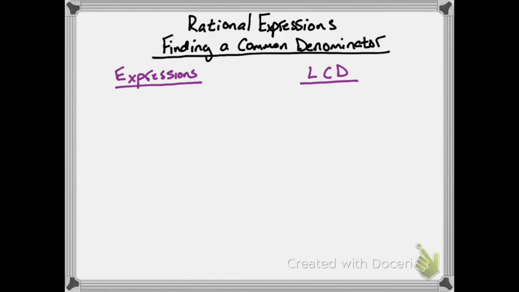Finding a common denominator for rational expressions. This is probably the trickiest part, so we'll look at a few examples in this little table.